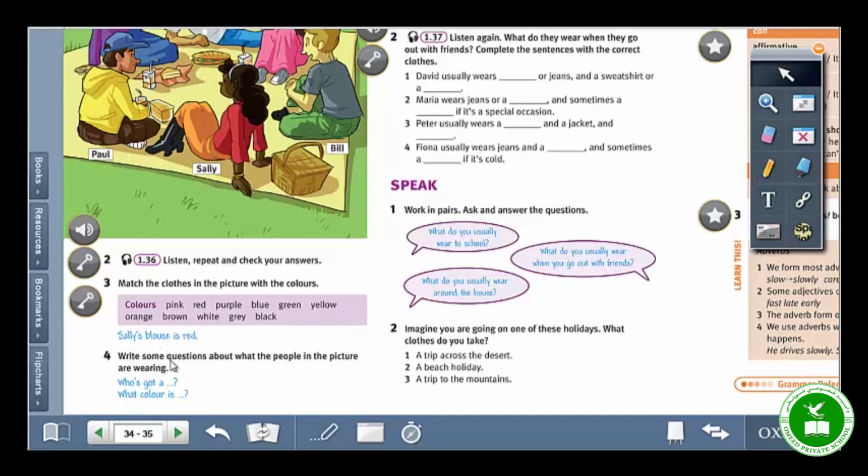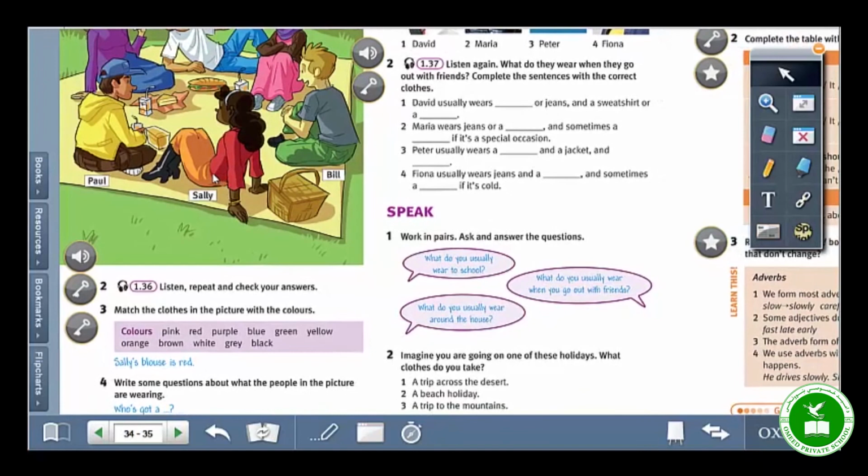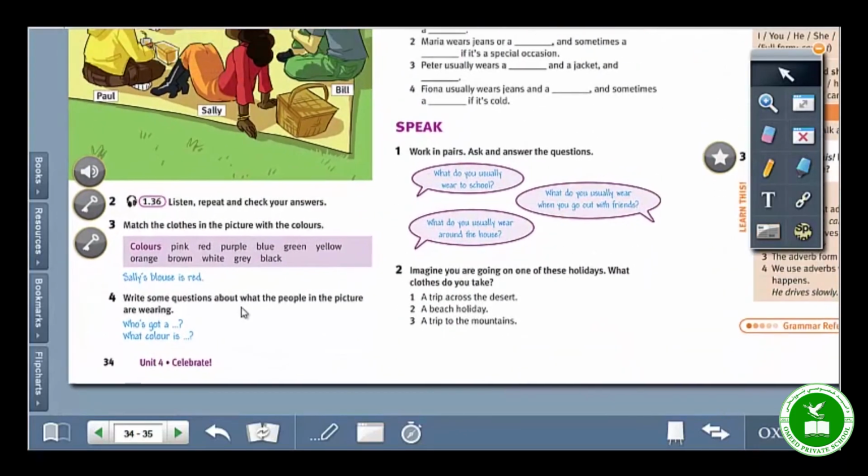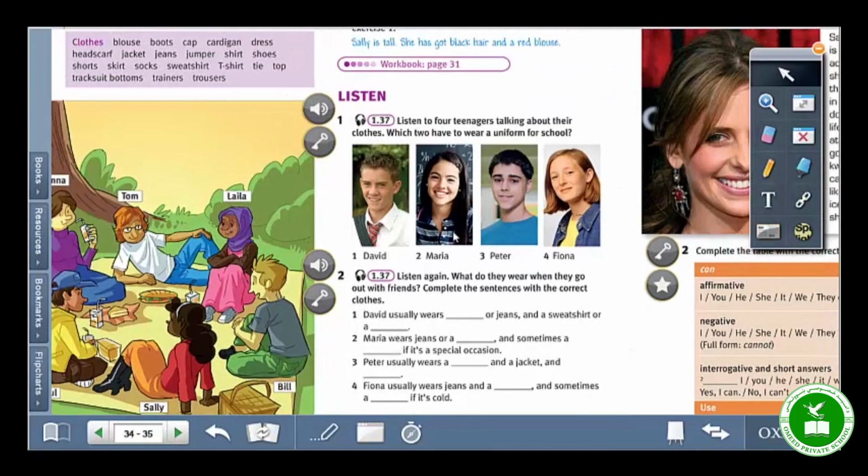Exercise 4. Write some questions about what the people in the picture are wearing. Simple question. For example, who's got a yellow cardigan? Okay, so in the answer you can say Paul has got a yellow cardigan. Okay, or you can say who's got boots? In answer, you say Sally has got boots. Okay, let's go to the other part.